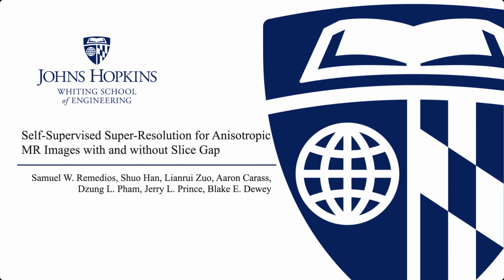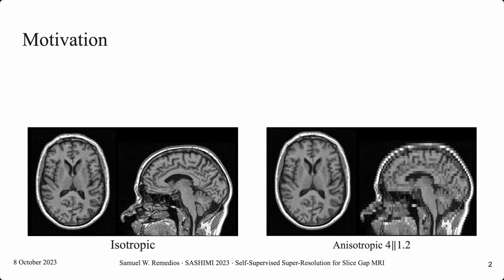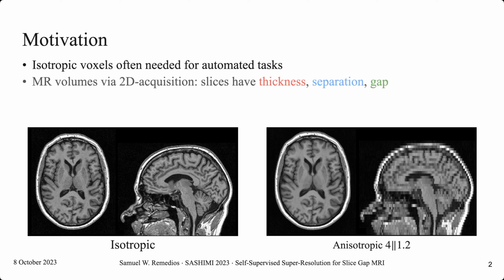Hello everyone, my name is Samuel Remedios, and I'm going to talk about self-supervised super resolution of MR images with slice gap. Automated processing algorithms often require isotropic resolution of their input volumes, isotropic meaning the same resolution in all axes. However, we're interested in the automated processing of clinical 2D acquired magnetic resonance images, which are volumes constructed by acquiring and stacking consecutive 2D slices.